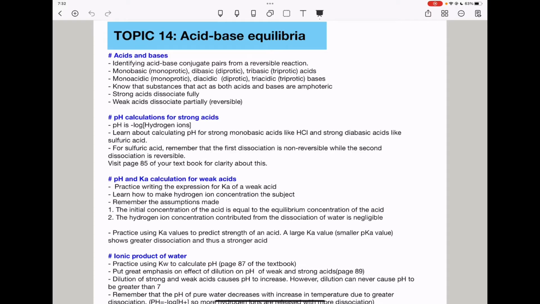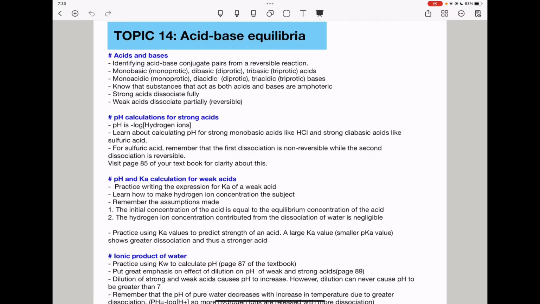You also need to remember what is monobasic, dibasic, tribasic in terms of acids, and monoacidic, diacidic, triacidic in terms of bases, although these are not that common. You are required to know that substances that act as both acids and bases are amphoteric. You also need to understand that strong acids fully dissociate. Acids like hydrochloric acid go through full dissociation, and weak acids will dissociate partially or reversibly.